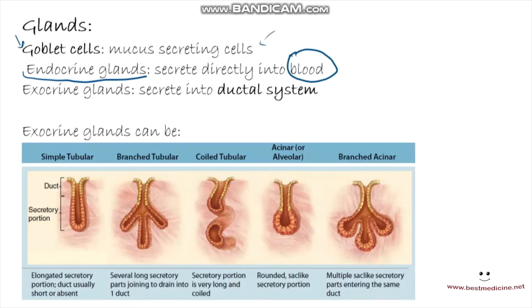There are different kinds of hormone signaling: paracrine, autocrine, endocrine. Endocrine would mean through blood. Endocrine glands would secrete things directly into blood. Similarly, we have exocrine glands. Exocrine glands secrete into a ductal system.